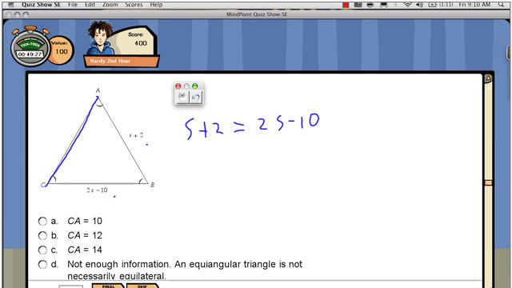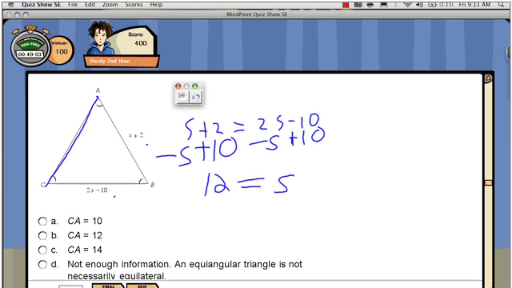I think it's D. I'm gonna add 10. So we cancel that out, and I'm gonna add 10 to the 2, and I'm gonna minus S and minus S in the same step. That means 12 equals S. And then S plus 2, 12 plus 2 equals 14.